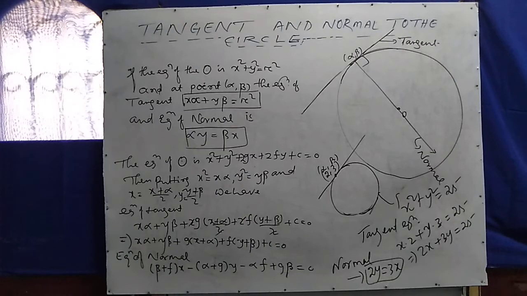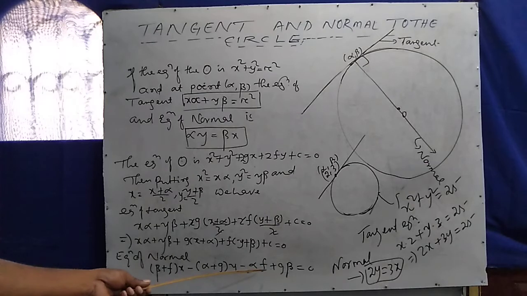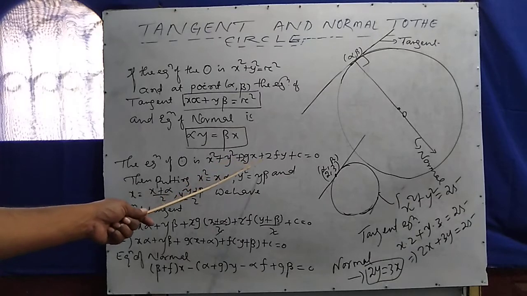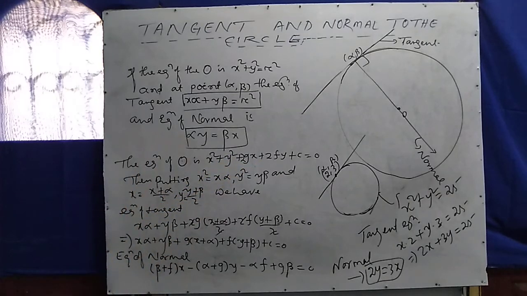So the equation of the normal can be represented by (beta plus f) into (x minus alpha) plus (g plus alpha) into y minus alpha f plus g beta equal to 0. This is the equation of the normal when the equation is given as x square plus y square plus 2gx plus 2fy plus c equal to 0.